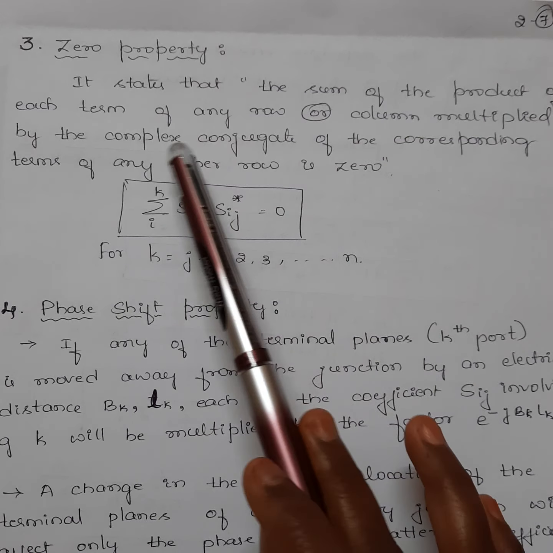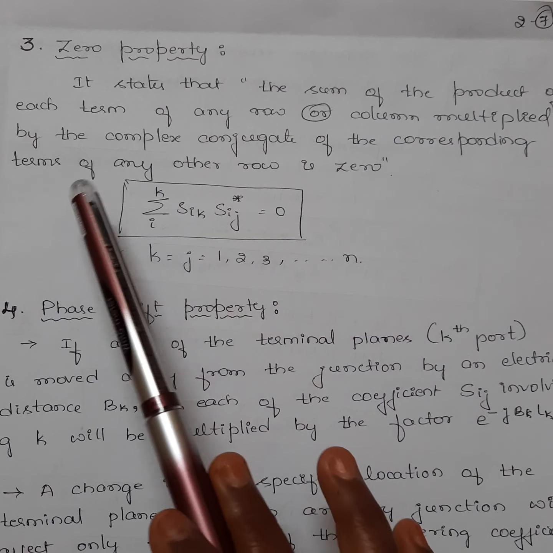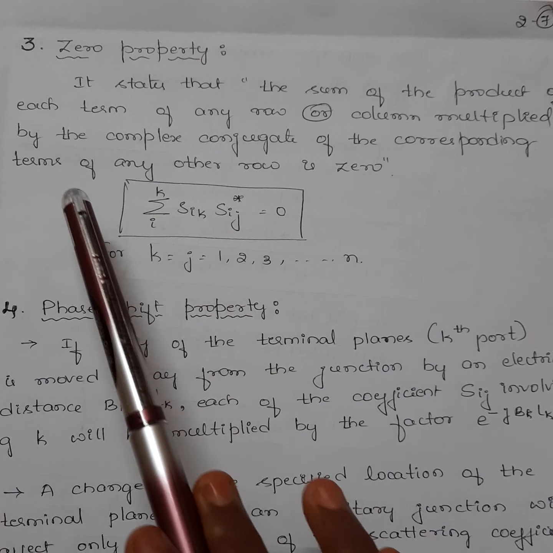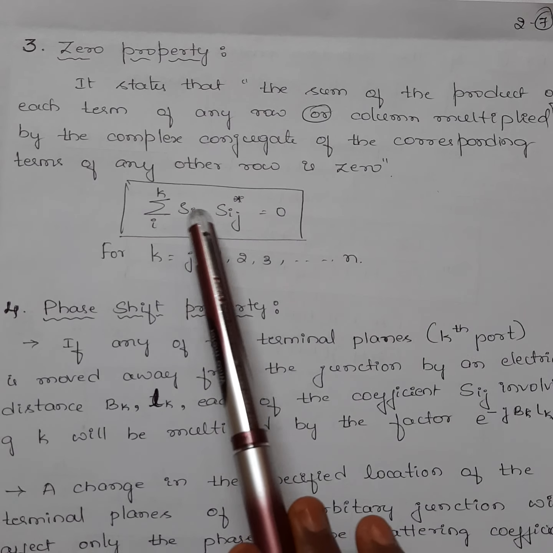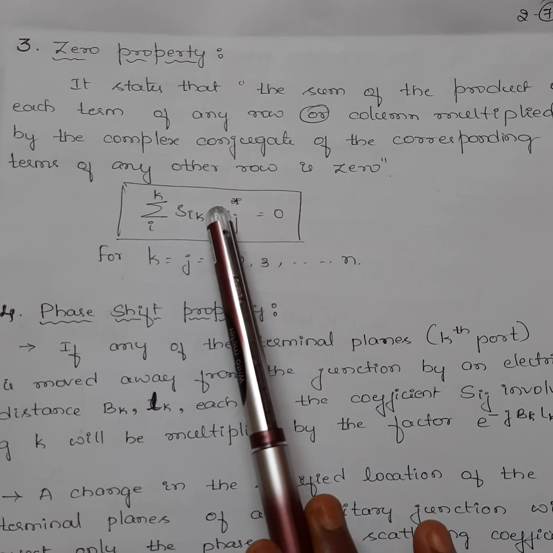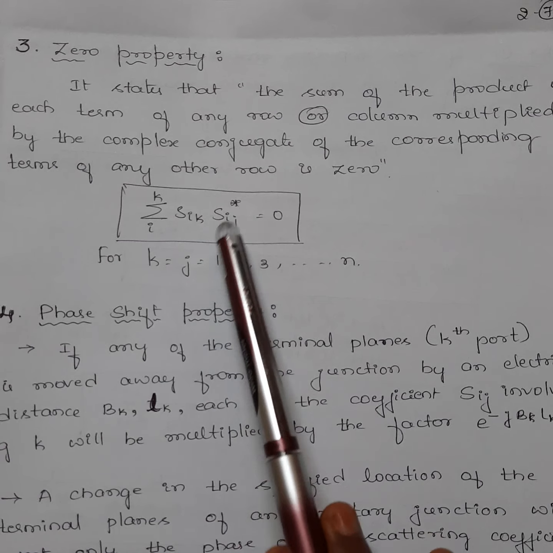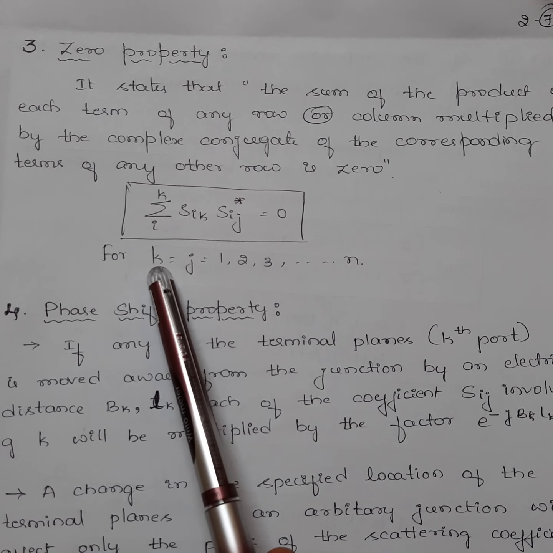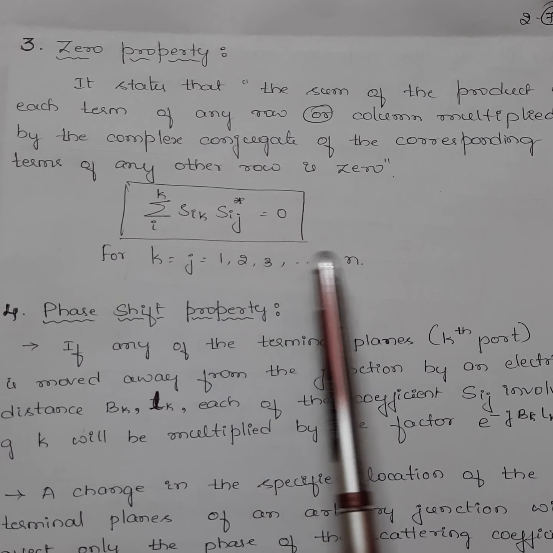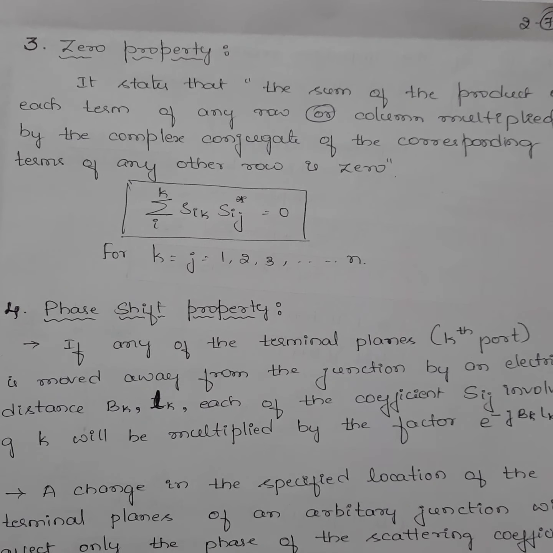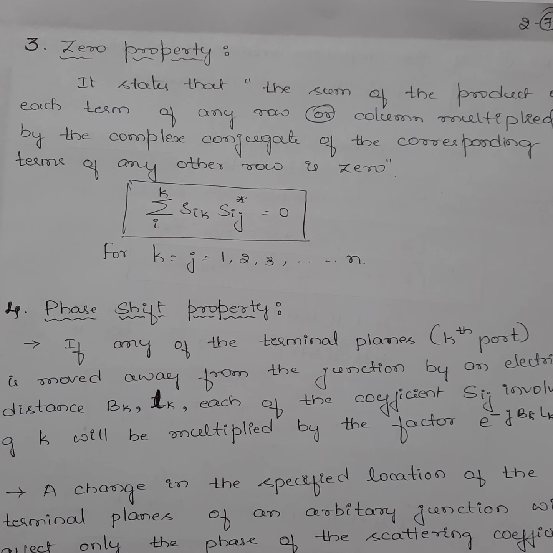Okay, so the complex conjugate of corresponding terms of any other row: if you multiply the corresponding terms of any other row and take the sum of the product of these two, that is going to be equal to 0 for k values varying from 1 to n, as it was for j. Okay, this is the zero property.